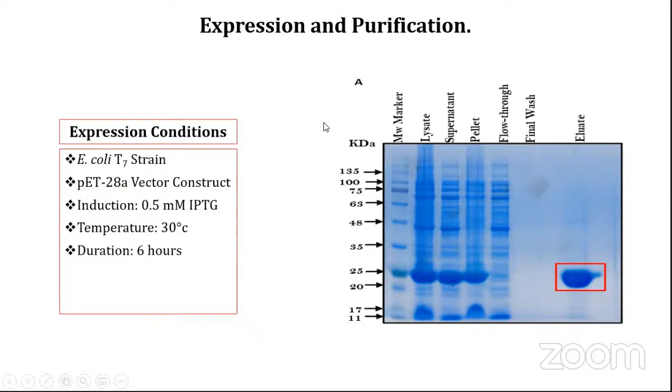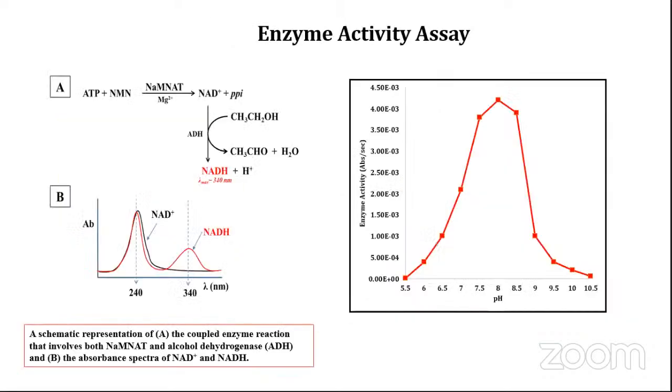The N-terminal of this protein was tagged with a histidine tag in order to enable its purification using nickel immobilized metal affinity chromatography. And from the result we have here, we can see that the purification was successful. From the final wash, you see there is no sample, but at the elute we could see that the protein was successfully purified using 350 millimolar imidazole.